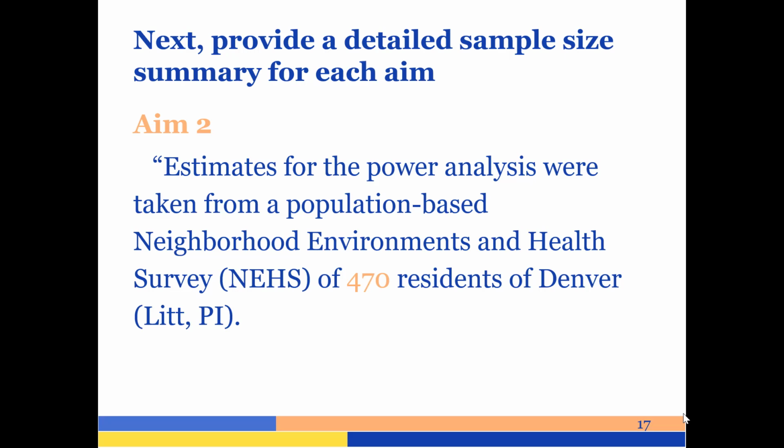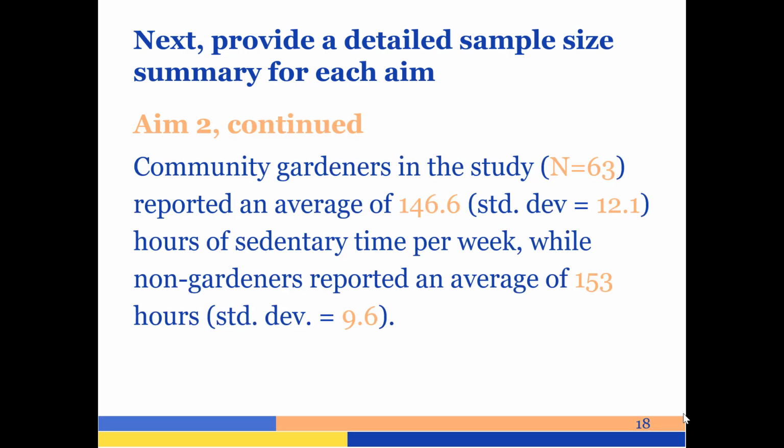Now we move on to the sample size summary for aim 2. It begins with describing where the estimates were taken from and cites the principal investigator of the study as the source of the data that were used, which is a good thing to do in power and sample size analysis. It goes on to describe the key means and standard deviations to document where their values come from and so forth.